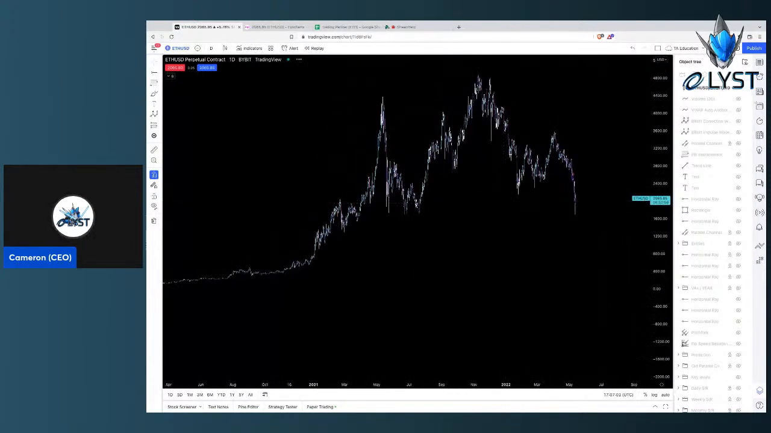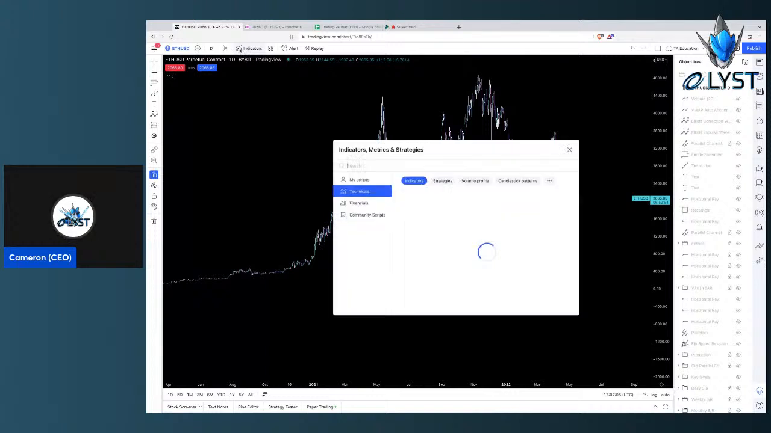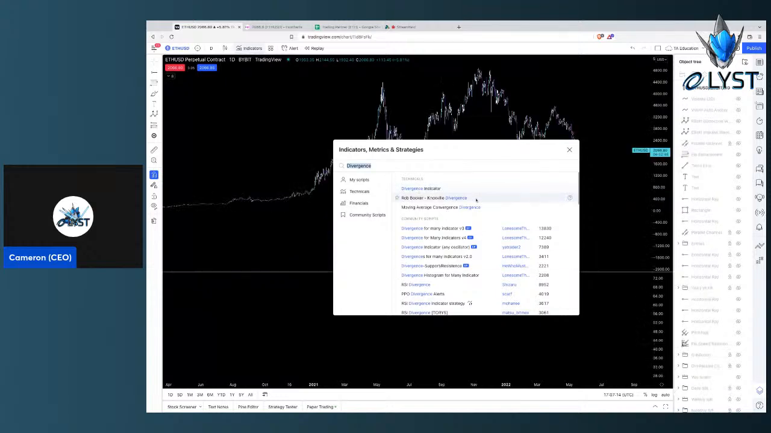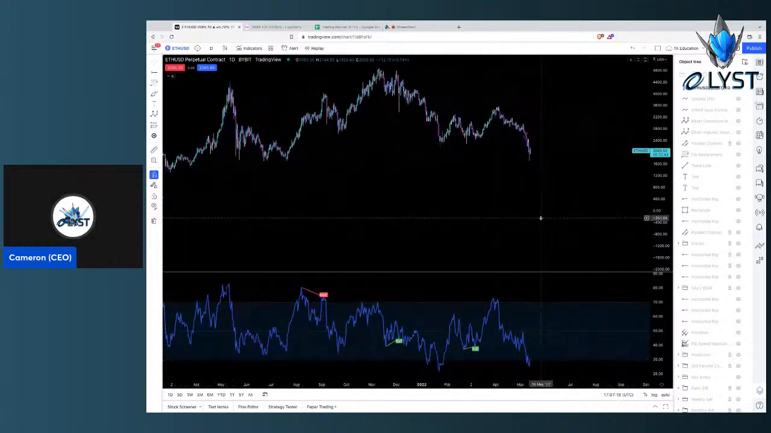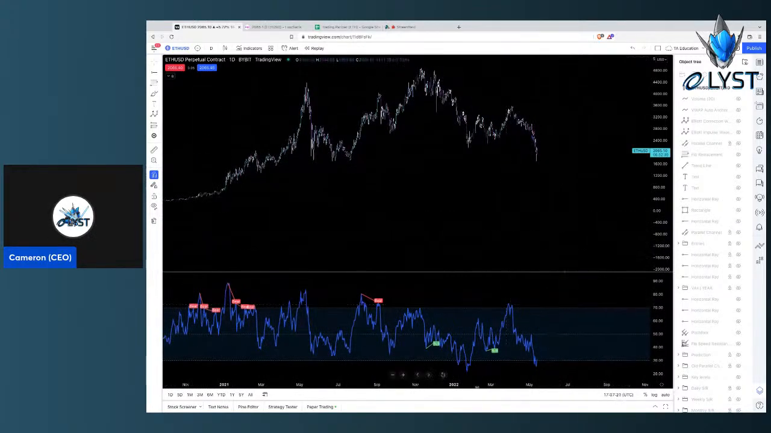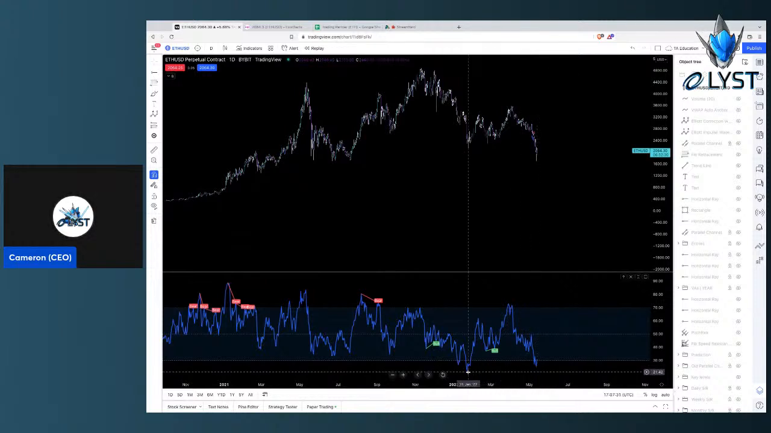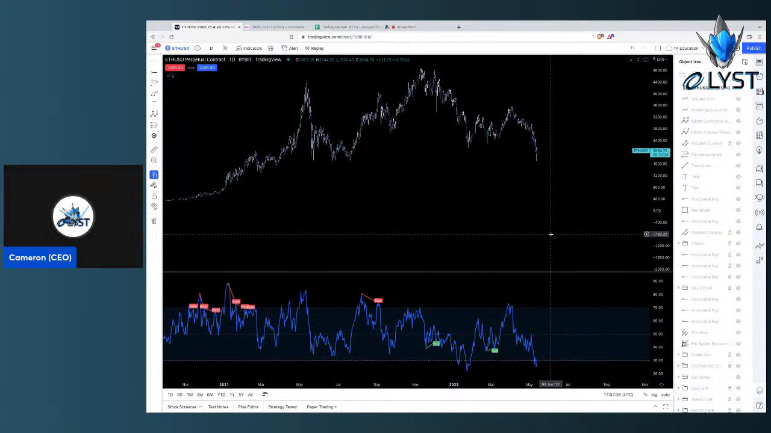So next thing, divergences. Let's look this up. Let's just find an indicator for this, make life simple. So divergence indicator. Okay, we're going to verify everything ourselves. Do we have this? That is a hidden bearish divergence right here, which is not surprising. So we don't want to put a ton of stock into this.